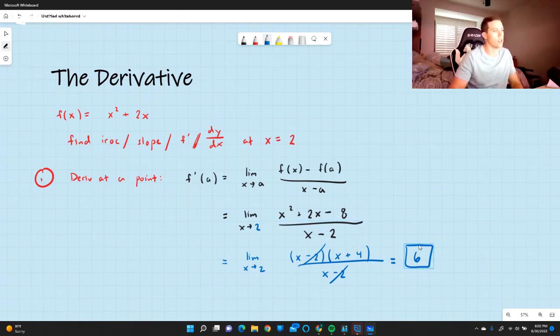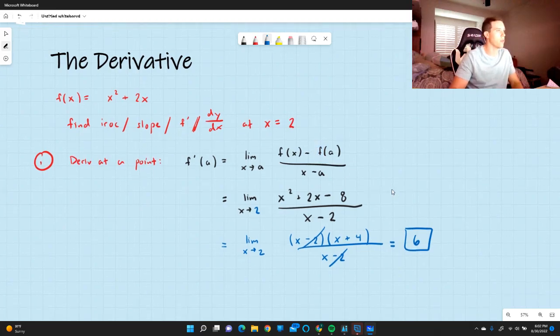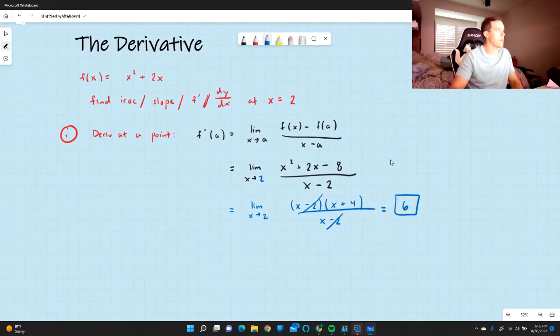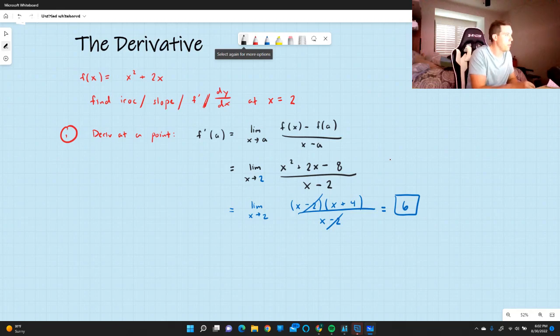It's a lot of work just to get one answer, because now what if I did the same problem and said find the derivative at 3? You'd have to do all the work again. So there was a better formula we learned, and that was the second one. I'm actually going to do a different example. It was finding the derivative function. Find the derivative as a function.